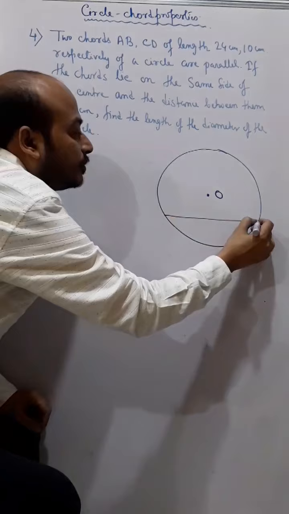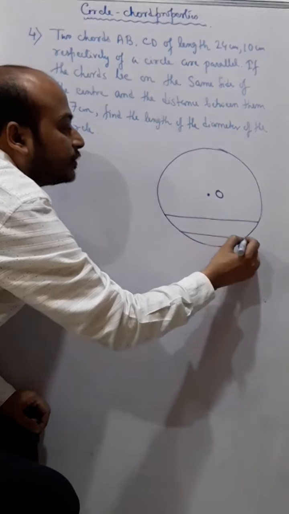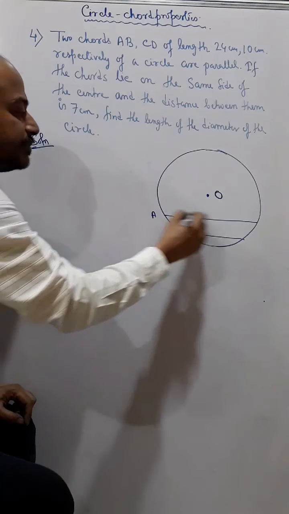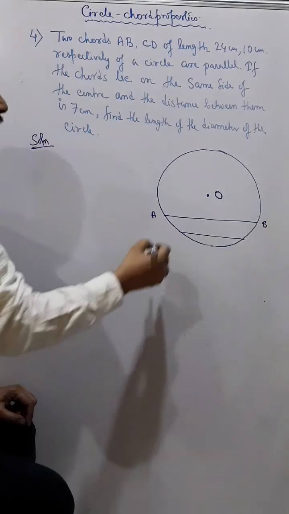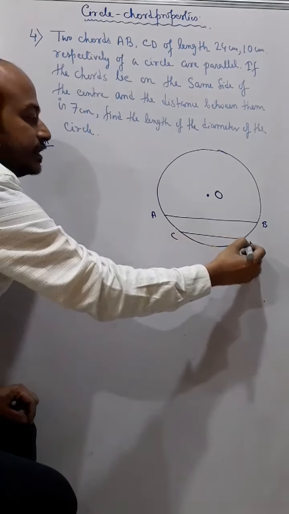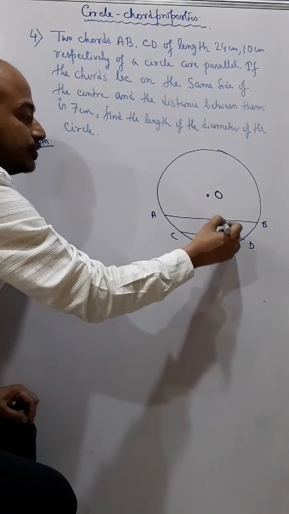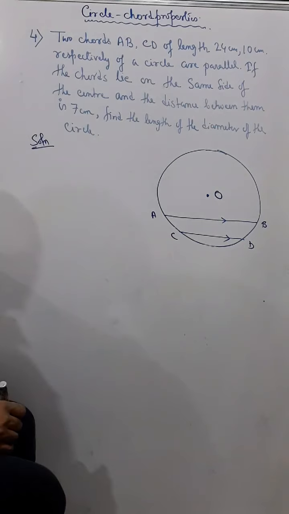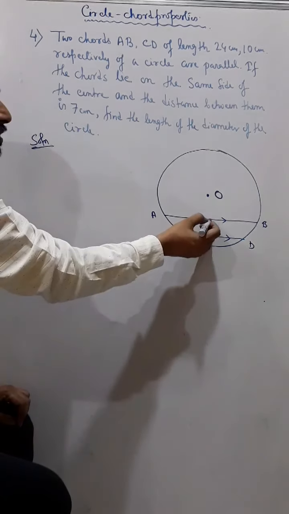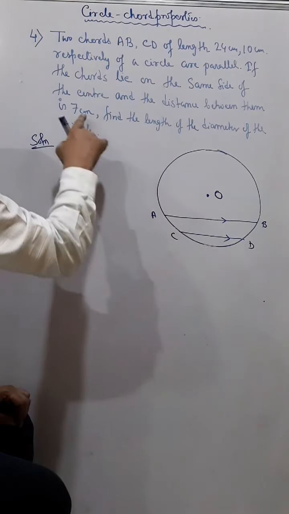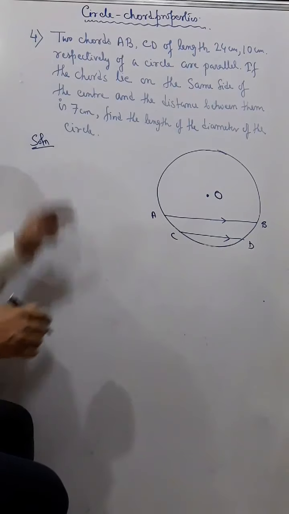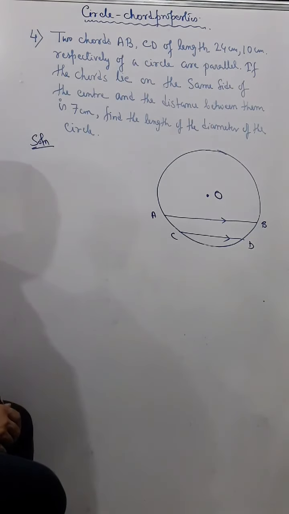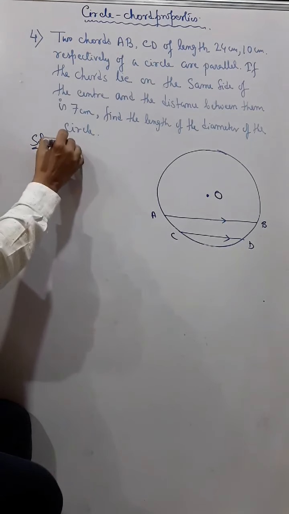So one chord is like this and another chord is like this. You can understand AB is the longer chord, so this is AB, and the next one is CD, and they told they are parallel. And the distance between them they have told is 7. We have to find the diameter of the circle. Diameter means we have to find the radius and then we can give it. Now again we have to do a construction here.